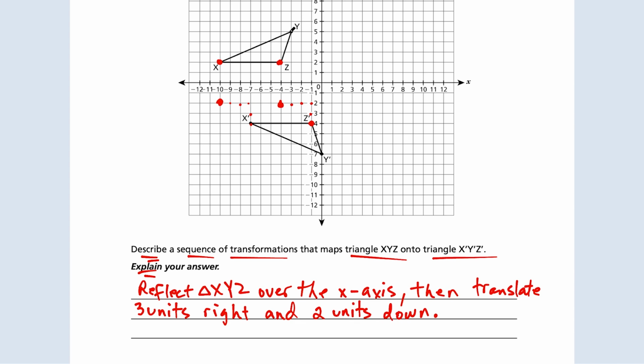So we'll reflect over the x-axis. So we're going to go down 5 to the x-axis. So we have to go down another 5 to get to the reflection over the x-axis. And then from here, we're going 1, 2, 3 to the right and 2 units down. So you could see that following the sequence maps Y to Y prime. So this sequence is definitely good.